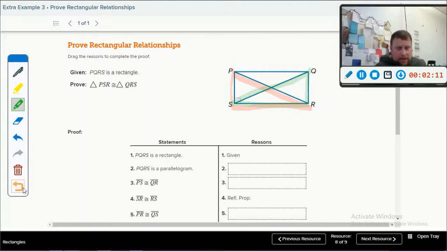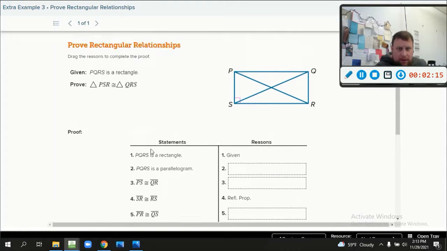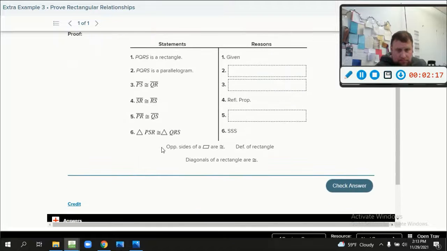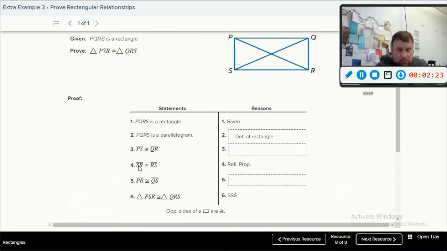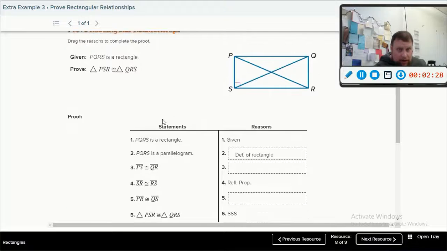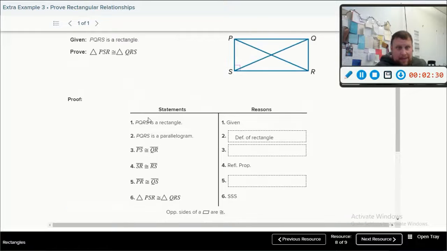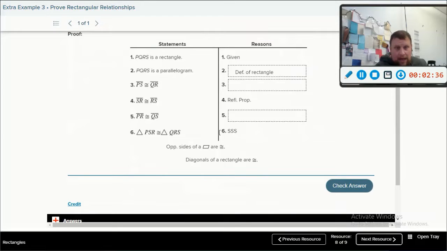Okay, so I got to exit out of here. Let's go look. PQRS is a parallelogram. Well, definition of a rectangle. By definition of a rectangle, we know that a rectangle is a parallelogram. Now we're going to say PS is equal to or congruent to QR. If PS is congruent to QR, well, what do we know about parallelograms? Opposite sides of parallelograms are congruent.